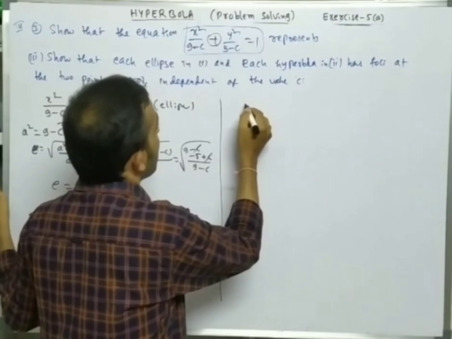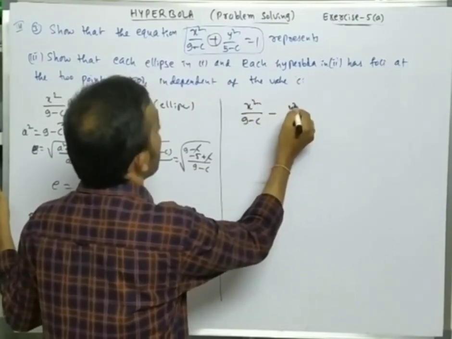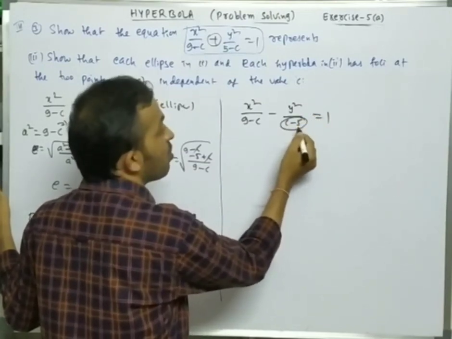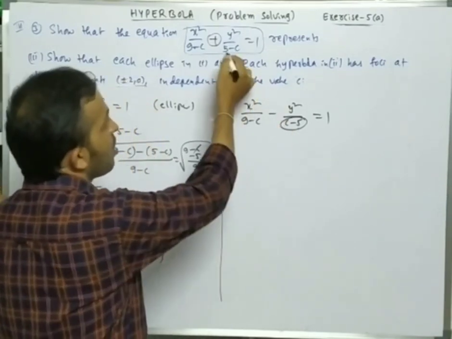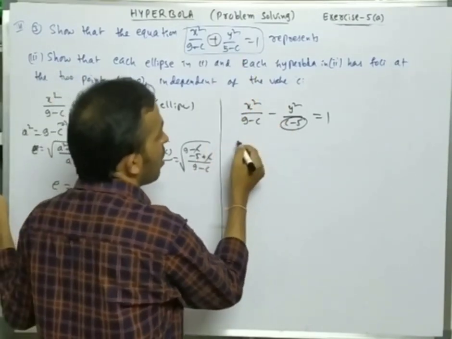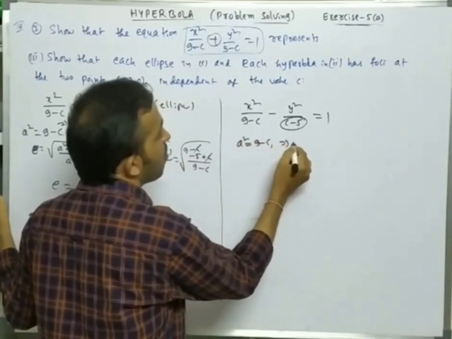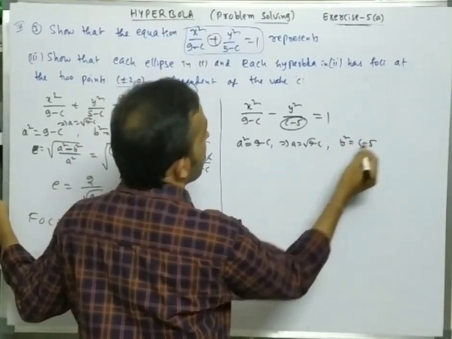Now in the case of the hyperbola, x square by 9 minus c minus y square by c minus 5 is equal to 1. This should be positive, which means here we should take a negative. So minus into c minus 5 becomes 5 minus c only, right? So here a square is equal to 9 minus c, which implies a is equal to root 9 minus c. b square is equal to c minus 5.